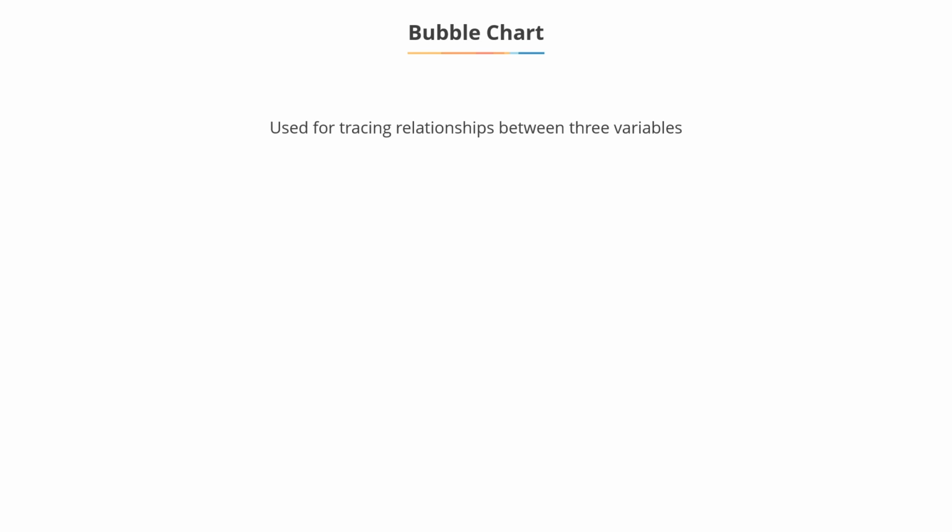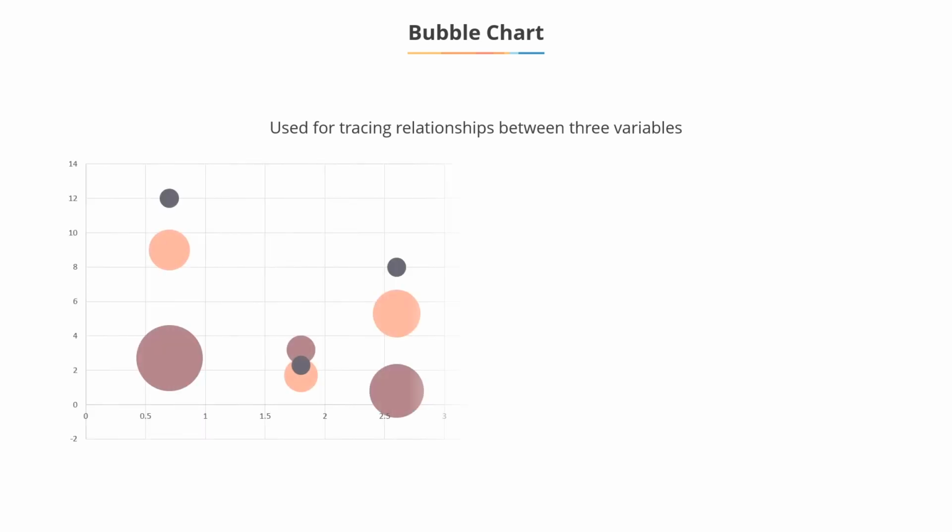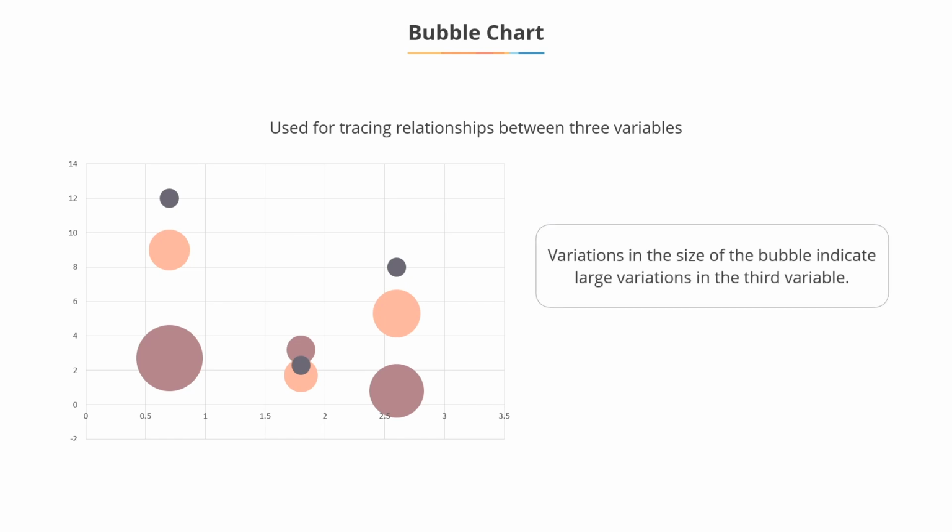Similarly, relationships can be traced for three variables using a bubble chart. A bubble chart could be interpreted as follows: variations in the size of the bubble indicate large variations in the third variable.